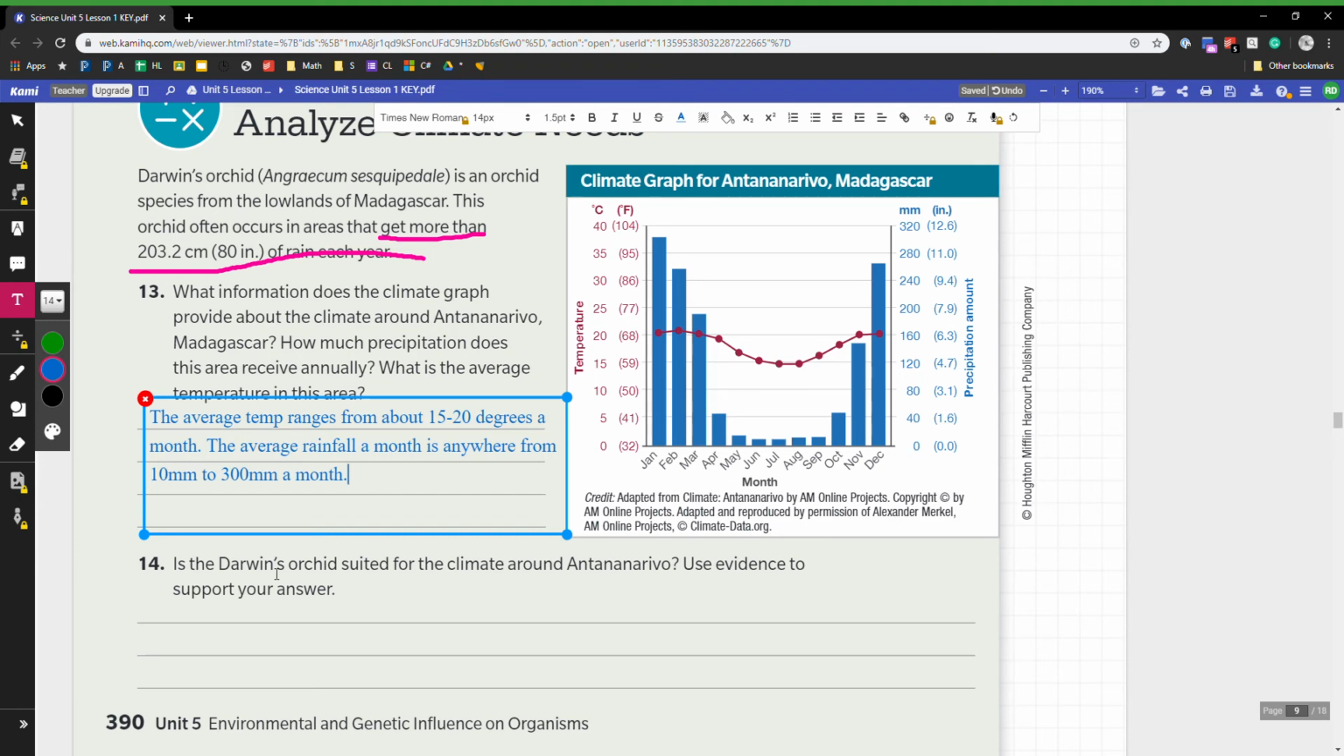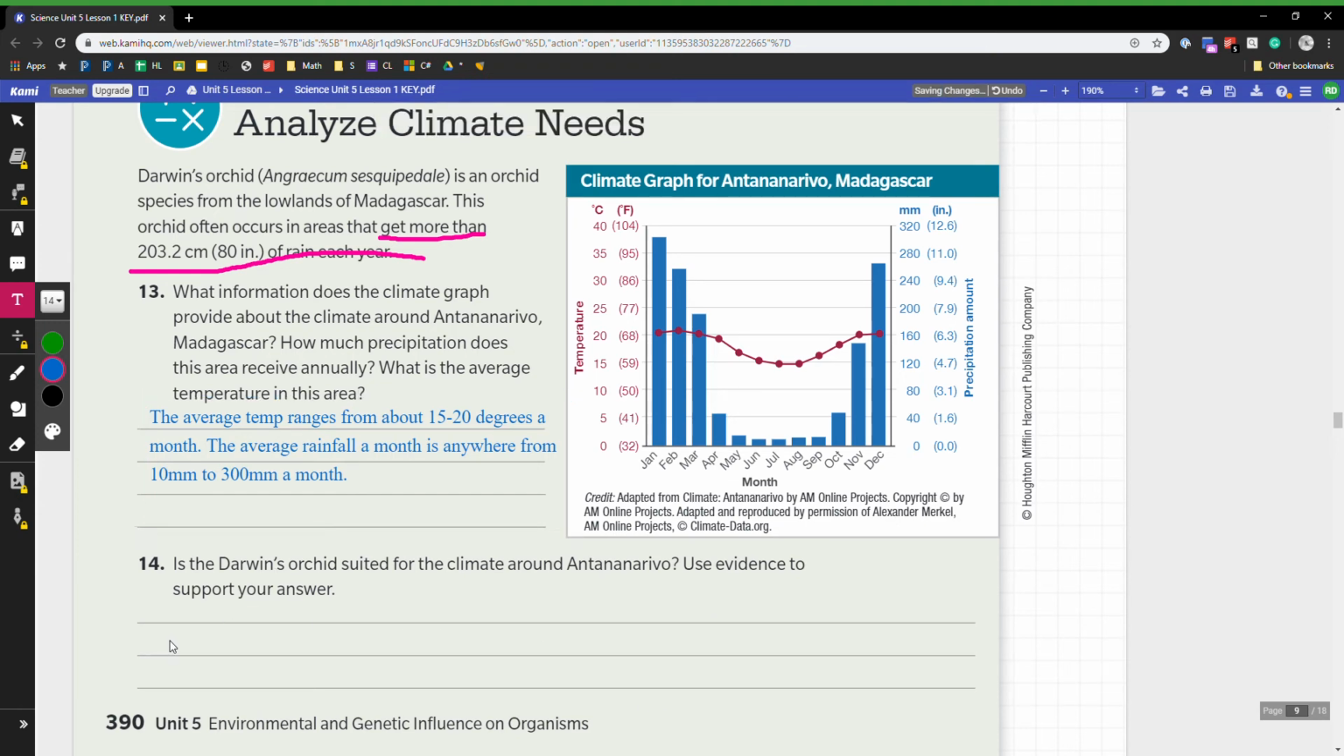And is Darwin's orchid suited to the environment? I would say, now one thing it doesn't say is it just says more than 203 centimeters of rain per year. It doesn't say that it has to be per month or anything like that. And there's definitely 203 centimeters of rain every year because, look, in January, there's 300, oh wait, no, sorry, this is centimeters, not millimeters, so we need 80 inches of rain a year. I'll use inches now because it's also those inches right here.